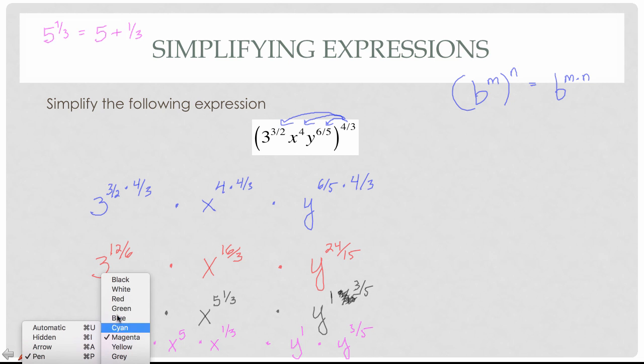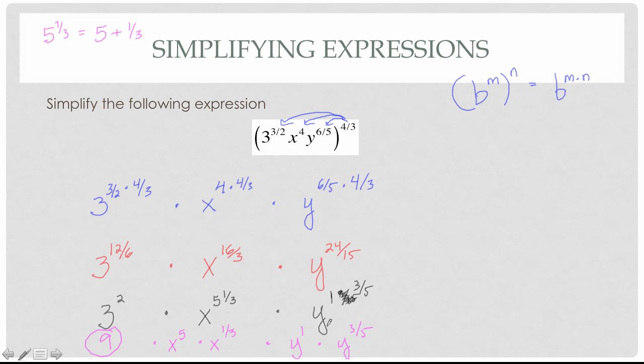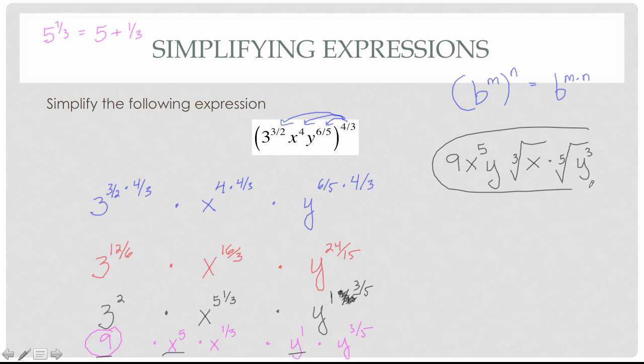And now we can put all of this back together and simplify things out. We've got 9 times x to the 5th times y. Those all have whole number exponents. We took care of all those. But now I have x to the 1/3. I can rewrite that as the cube root of x. So cube root of x times y to the 3/5. Well, that's the fifth root of y to the 3rd. There we go. It doesn't look super simple, but you know, we simplified it out a little bit.